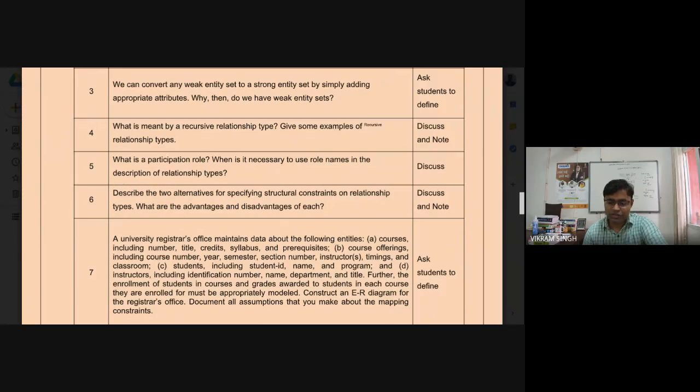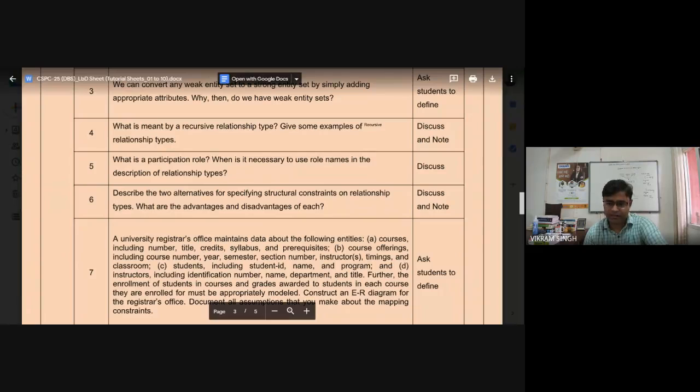Now, question number 4 says what is meant by a recursive relationship type. This we have discussed, right? Recursive means we are referencing the same thing. Like in the case of the company database, the employee entity had a self-referencing or recursive relationship because it is referencing an employee itself, right? Okay, now you can have multiple examples for explaining recursive relations.